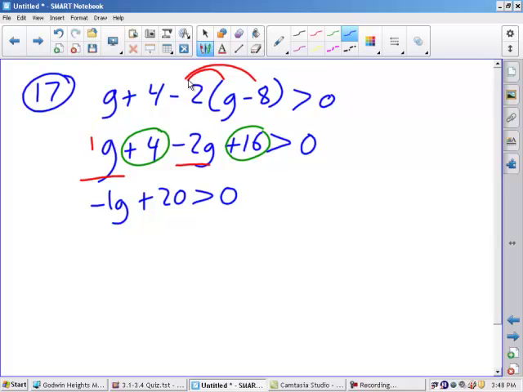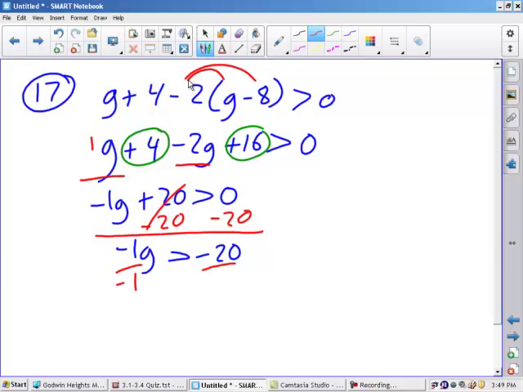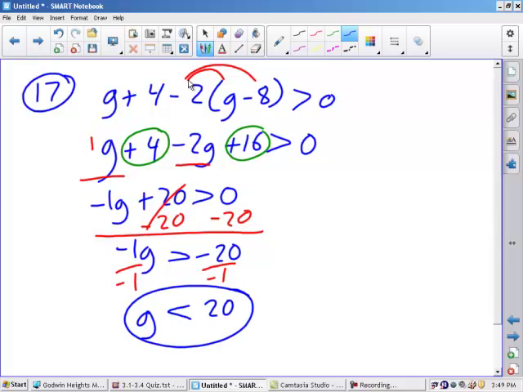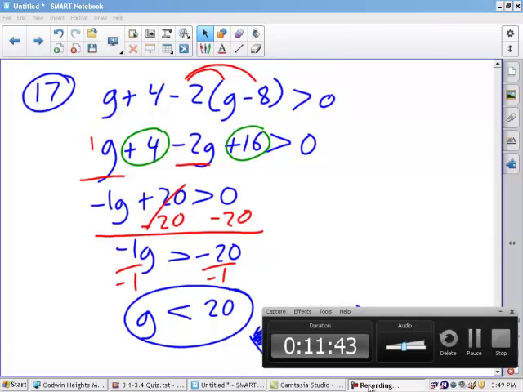I drop down greater, drop down 0. Now it's two-step, so I subtract 20. I then get negative 1g is greater than negative 20. I then divide by negative 1. Careful, long process, but at the end of it, make sure that you do switch. So g is less than 20, and if I graph this, I put 20, 19, 21 is an open circle to the left, because it's less than.